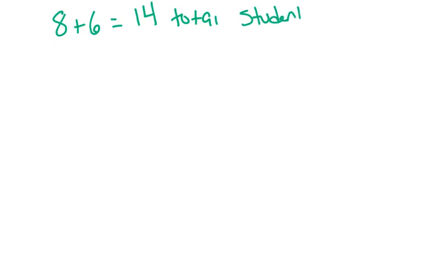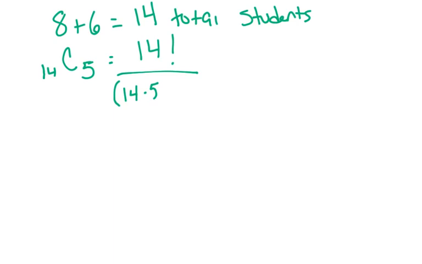So then in order to do that, I've got 8 plus 6 students in my class, so I'm going to have a total of 14 students. And I'm still on part 1, so I haven't even done anything else yet. So to figure out how many ways I can choose 5, I'm going to have 14 choose 5. So then I'm going to have 14 over okay.